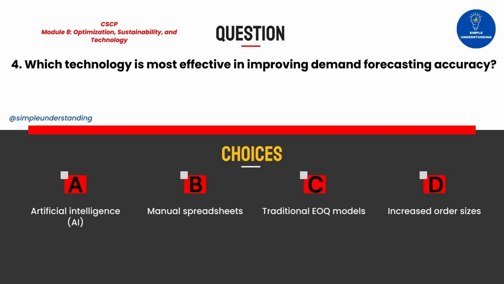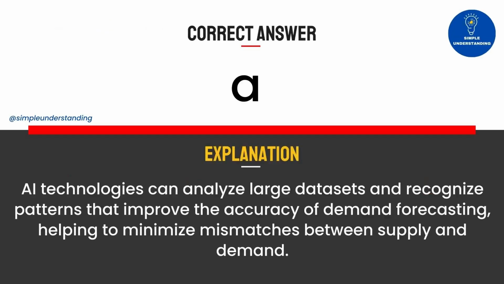4. Which technology is most effective in improving demand forecasting accuracy? A. Artificial intelligence (AI). B. Manual spreadsheets. C. Traditional EOQ models. D. Increased order sizes. Correct answer: A. Explanation: AI technologies can analyze large data sets and recognize patterns that improve the accuracy of demand forecasting, helping to minimize mismatches between supply and demand.